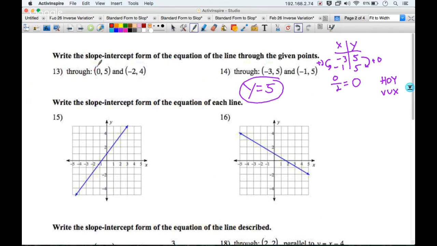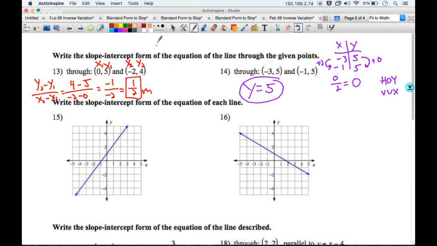That one was a little easy, so I'll do 13 real quick. Let's find this slope a different way. Let's use the slope formula. So I label my points x1, y1, x2, y2. Fill them into the formula, y2 minus y1 over x2 minus x1. And I get 4 minus 5 over -2 minus 0 equals -1 over -2 equals 1/2. That's just the slope.